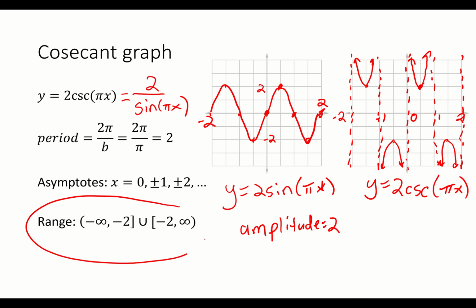And I've got the range of negative infinity to negative 2, union 2 to infinity. That should be a 2, not a negative 2. Change that, typo. So there we go. Graphed a sine function, graphed the corresponding cosecant function. And let's move on to look at some solving.